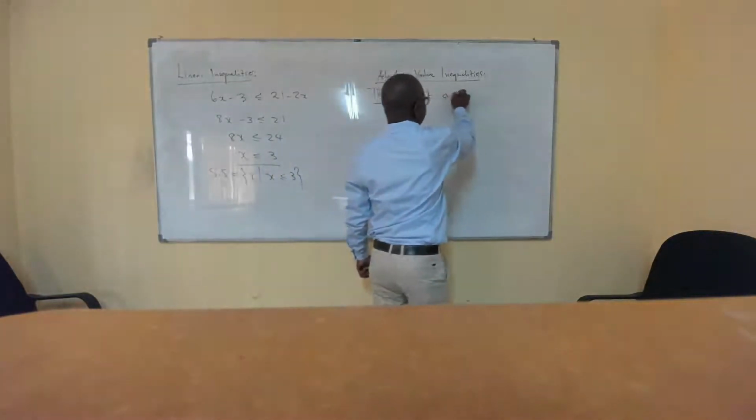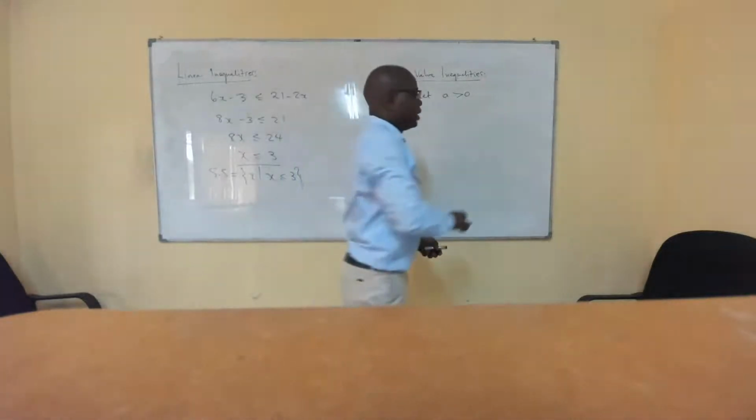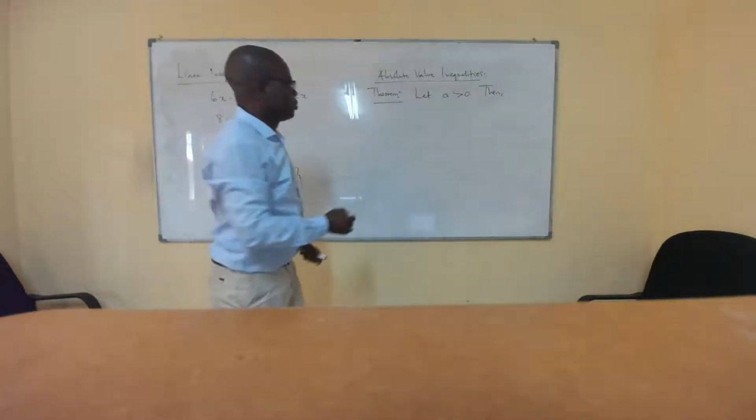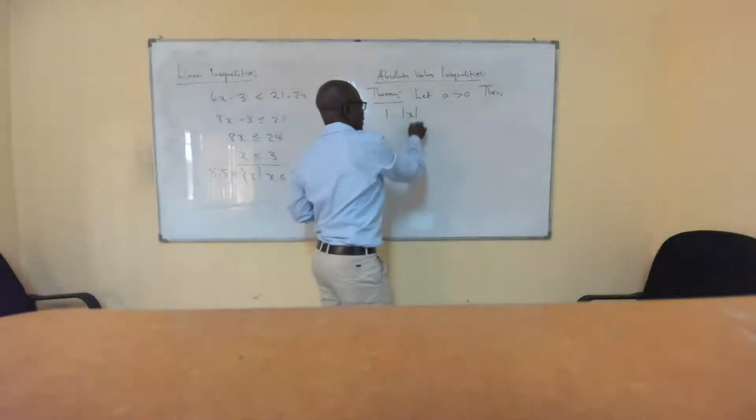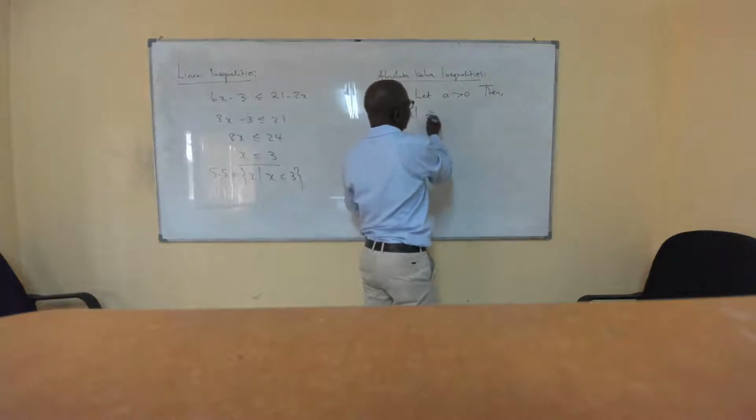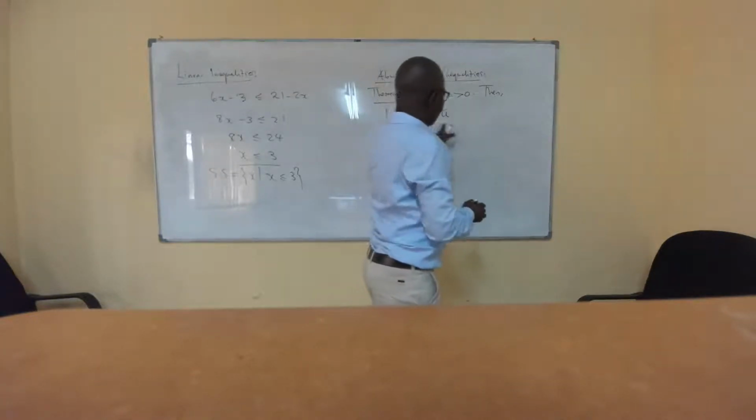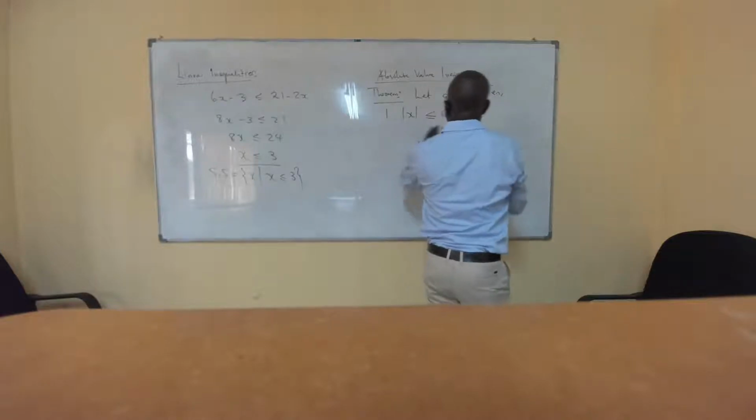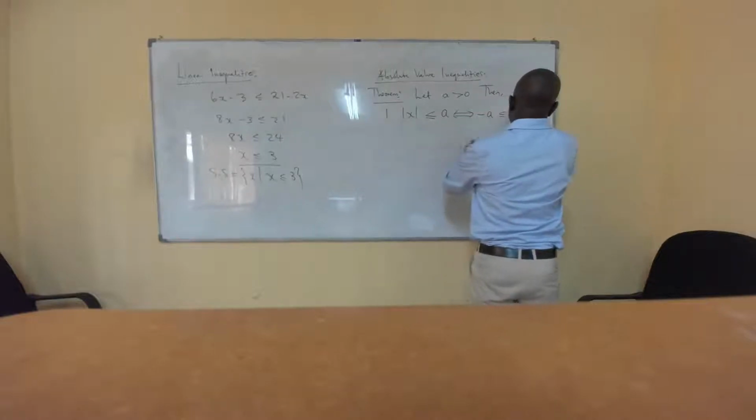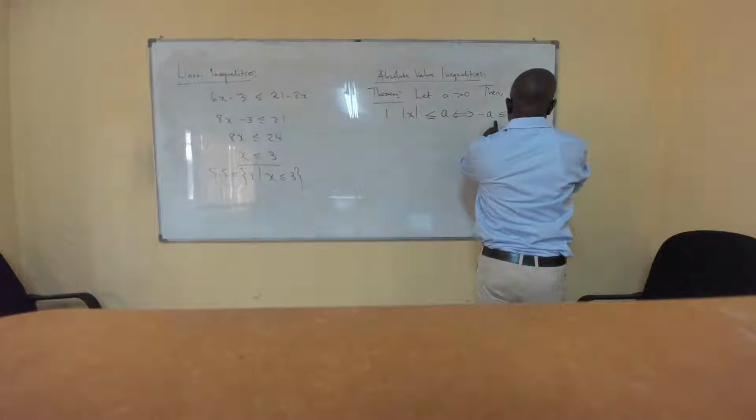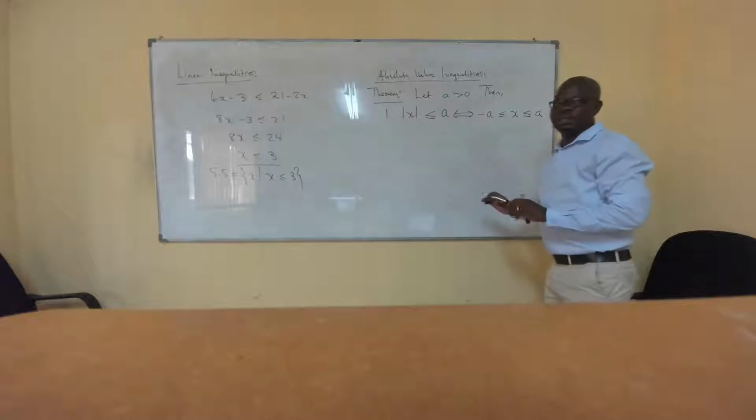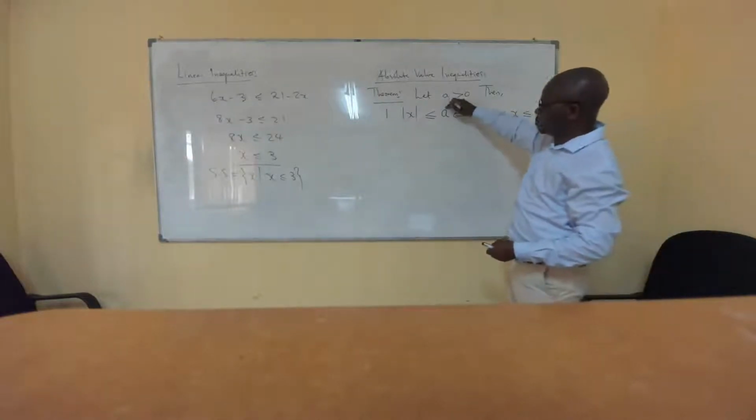Let A be a positive number. Then the following is true. 1, if I'm looking at the absolute value of a number x, I can say less than or equal to, it doesn't matter. Whenever absolute value of x is less than or equal to A is true, it means x is greater than or equal to minus A and less than or equal to A. So it means x is between minus A and A, as long as A is a positive number.